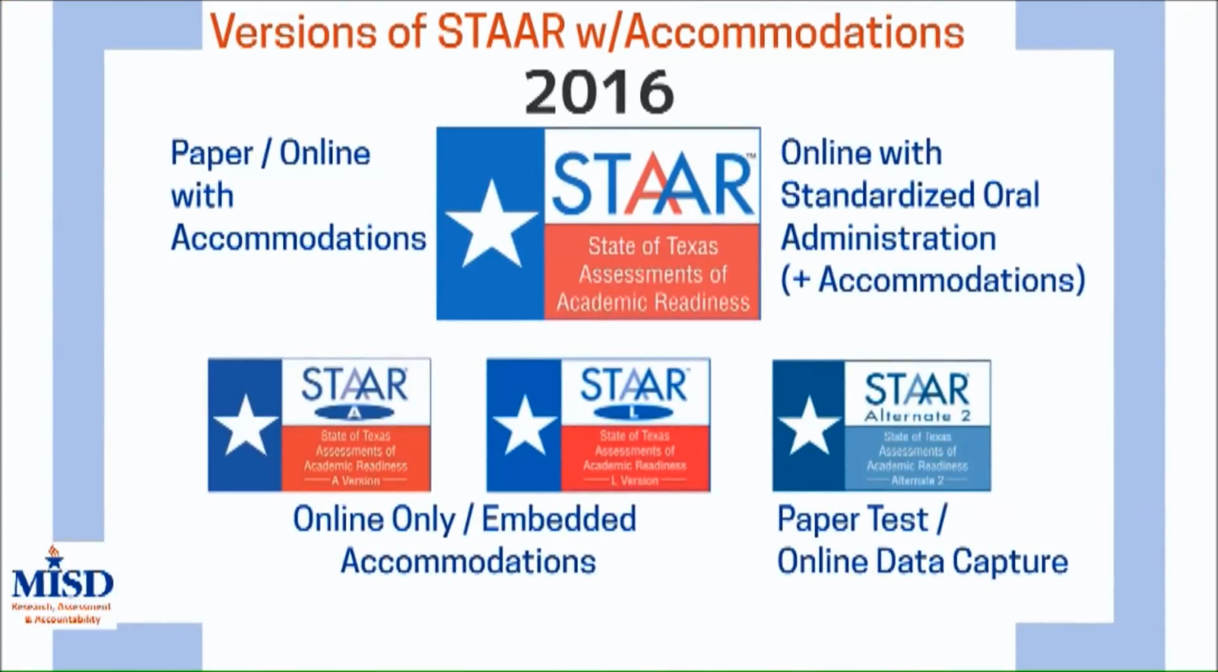To begin this presentation, it's useful to consider some historical context. In 2016 and years previous, students could take several versions of STAAR, including paper or online with additional accommodations, standardized oral administration, which was available online only for select subjects and grades, STAAR A and/or STAAR L, which were available online only and included accommodations embedded in the student interface, or STAAR Alternate 2, which the student took on paper, after which the CTC entered the data online through a tedious process using Pearson Access Next.